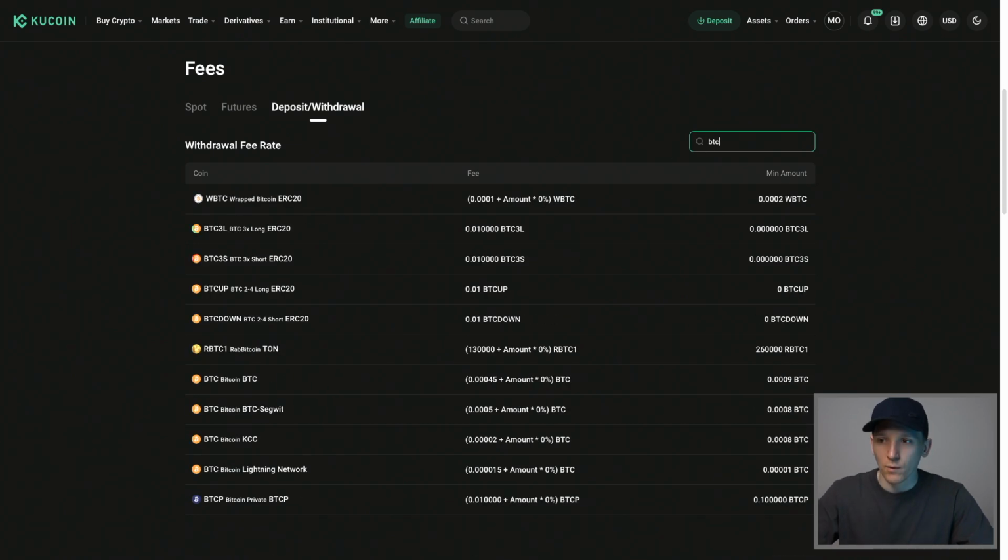For Bitcoin, I think I worked it out to be around $30 or $40 right now for withdrawing, which again is pretty high. Some other platforms are way lower, so it's definitely not the cheapest.